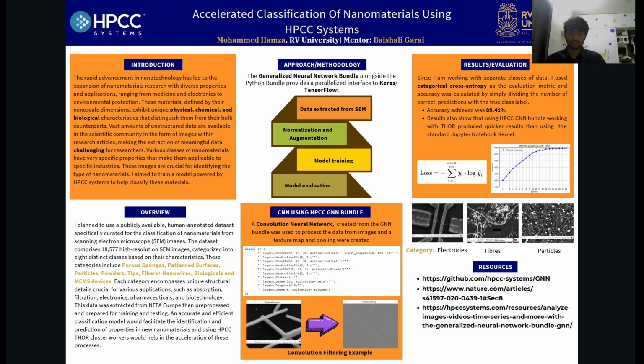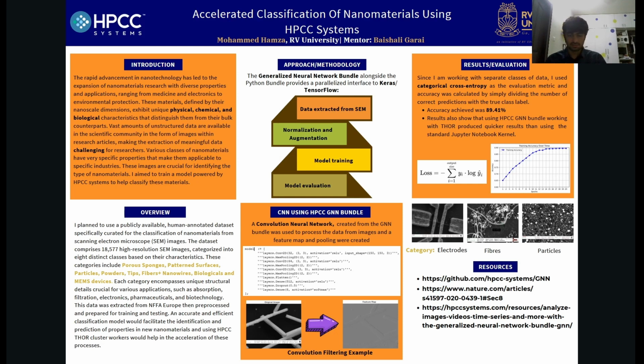Moving to the introduction. Recently there has been a rapid advancement in nanotechnology and nanomaterials research. It has a lot of applications which range from medicine and electronics to environmental protection. These materials have unique physical, chemical, and biological characteristics that distinguish them from their bulk counterparts. Vast amounts of unstructured data are available in the scientific community in the form of images within research articles, which makes the extraction of meaningful data challenging for researchers.